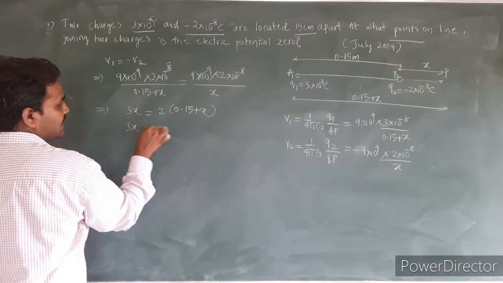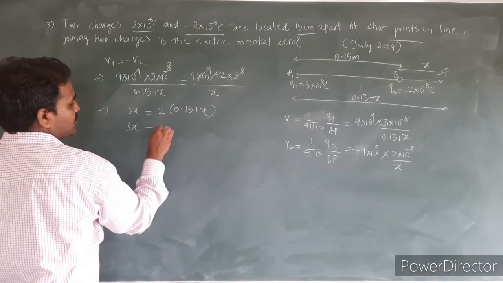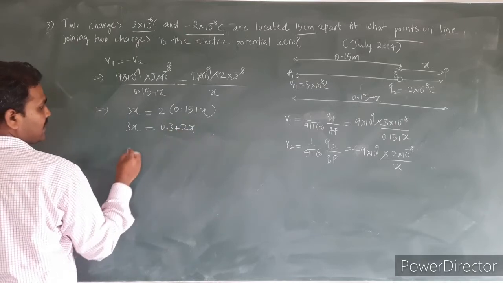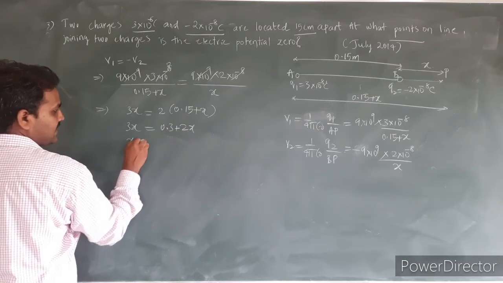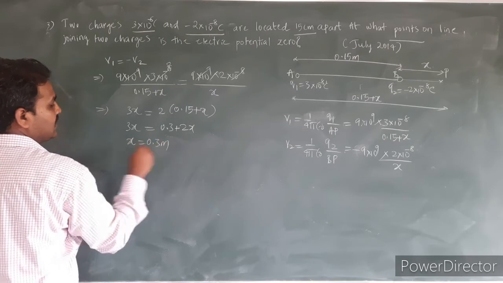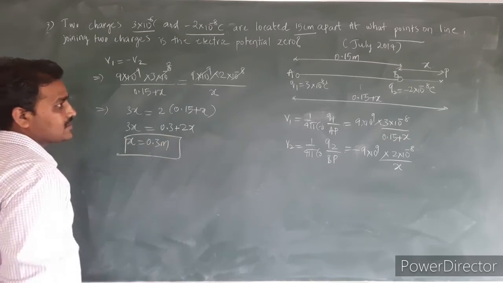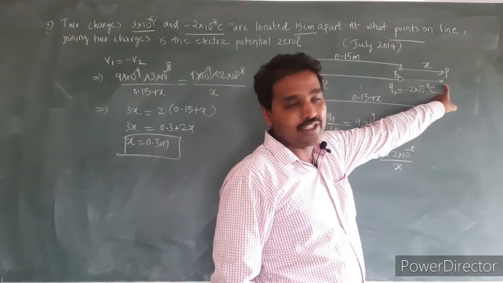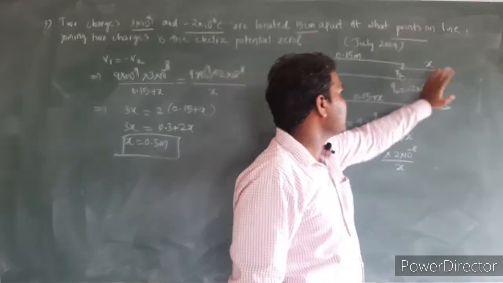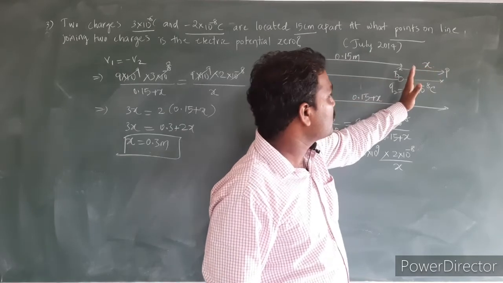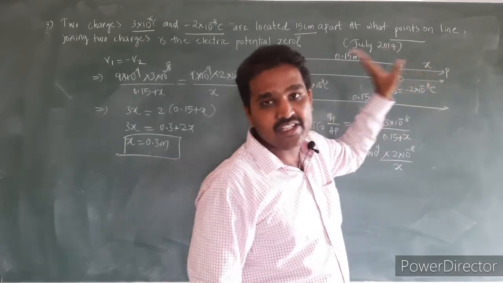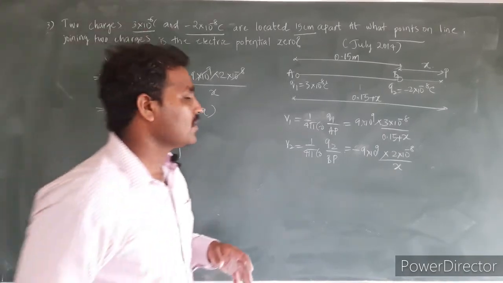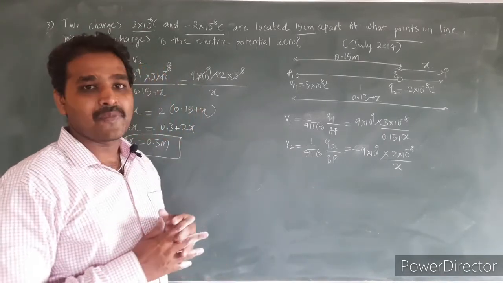I can get 3X is equal to 0.3 plus 2X. 2X I can take to the left side. So this will give me X is equal to 0.3 meters. So that is the position at which the potential is equal to 0. That point P is at a distance of 0.3 meters towards the right side of the second charge Q2. These 2 points are sufficient for 5 marks, and this is the solution for the given problem.